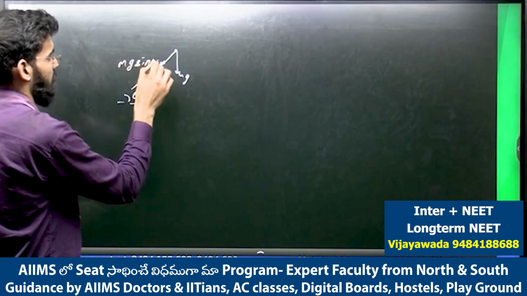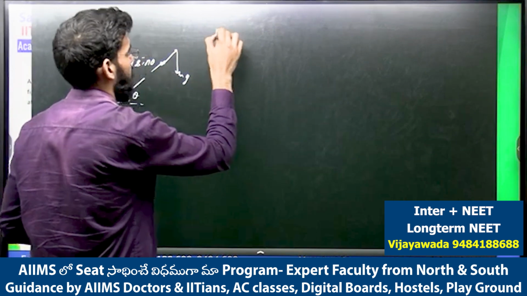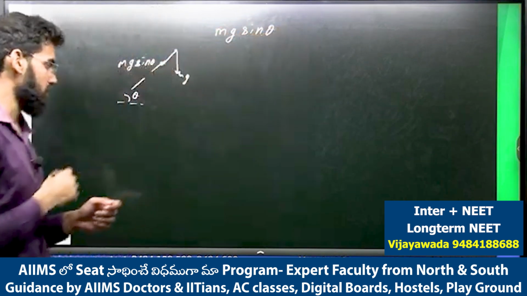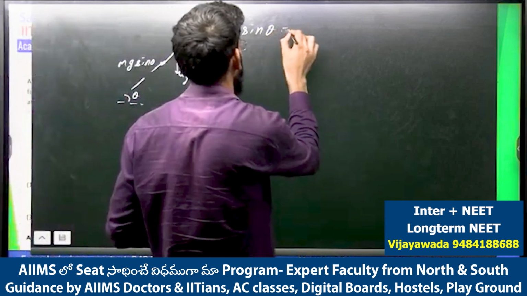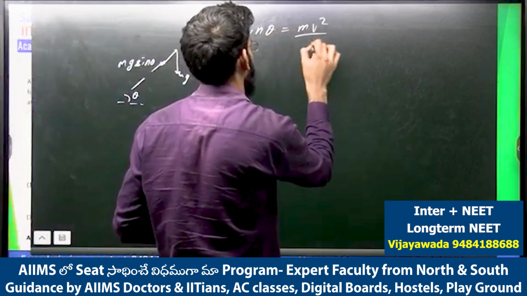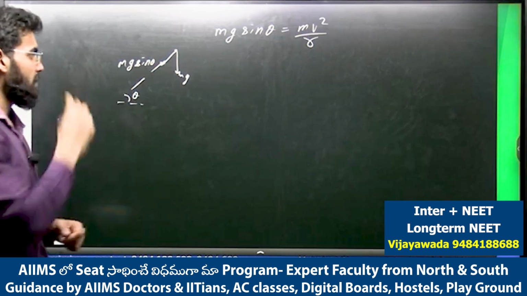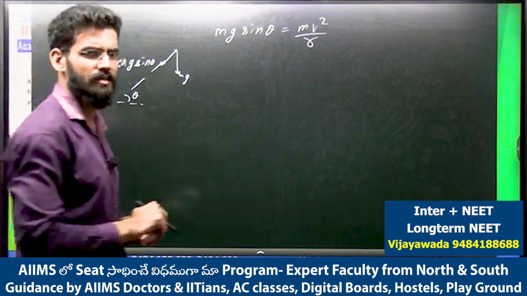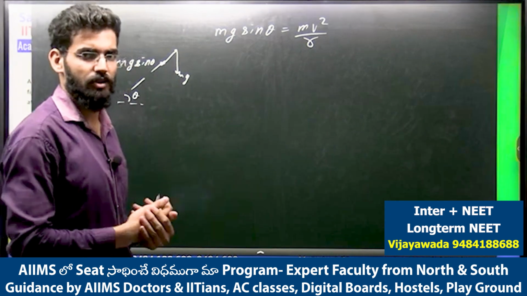mg sin theta is providing the centripetal force. So mg sin theta, tension got 0, right? Just got 0 here at this point. So mg sin theta equals mv square by r. This is mv square by r. And second equation, from where will it come? Second equation I can say work energy theorem, right?